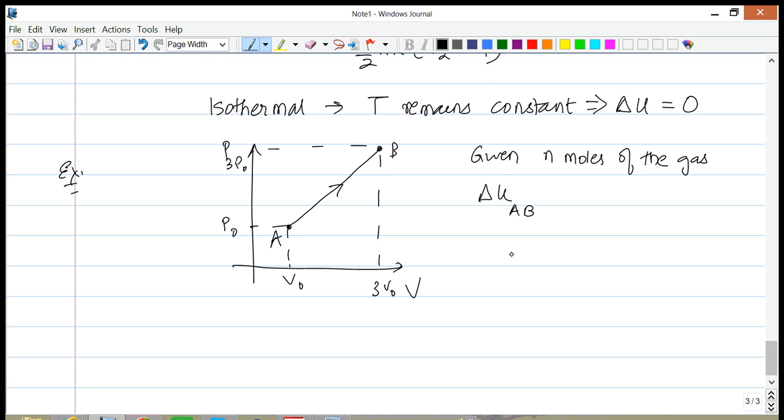Alright, so in this problem, since you've been given P0, V0, and since you've also been given the number of moles of the gas, we can find the temperature by using the ideal gas law.